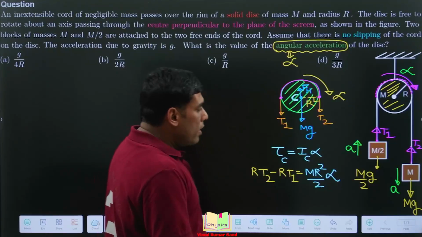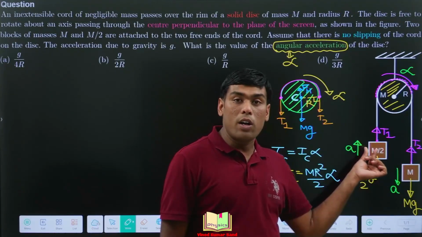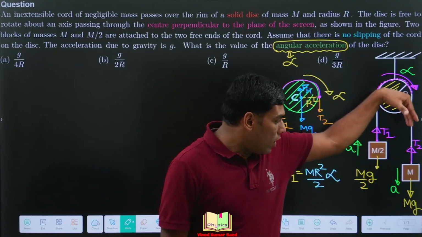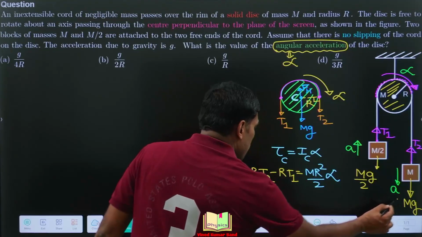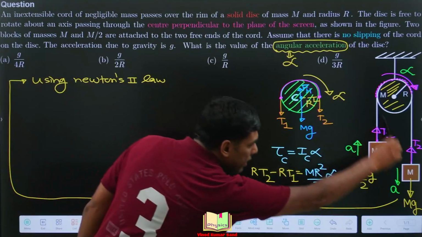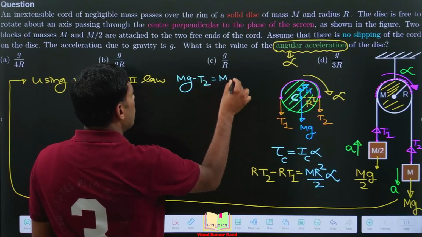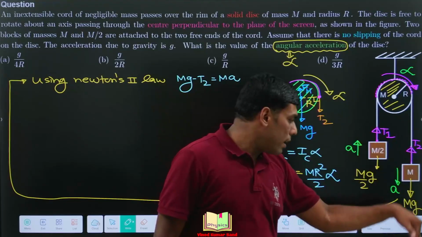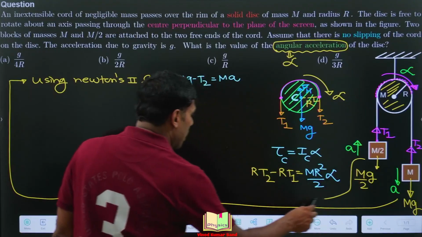Now we'll frame the equations using Newton's second law on this mass as well as on this mass. Suppose for this mass we use Newton's second law. Acceleration is in this direction, which means the net force is in this direction. Using Newton's second law for this mass here, I am writing the expression. We should write mg minus T2 is equal to ma. And we are writing Newton's law for this mass also.